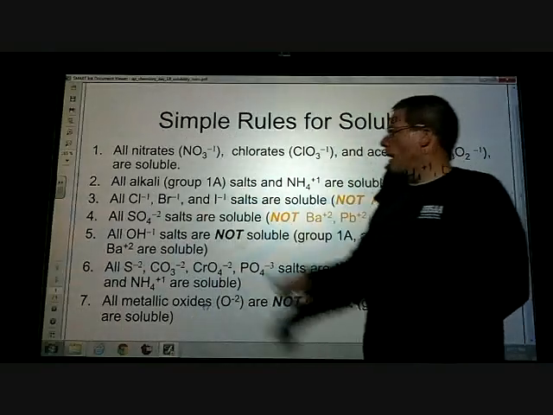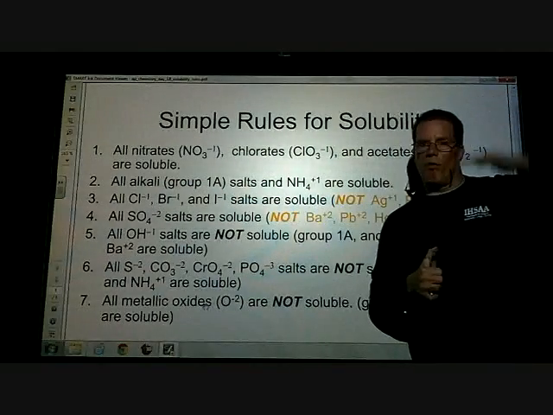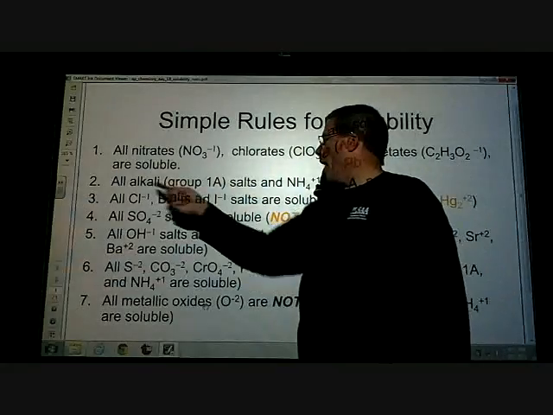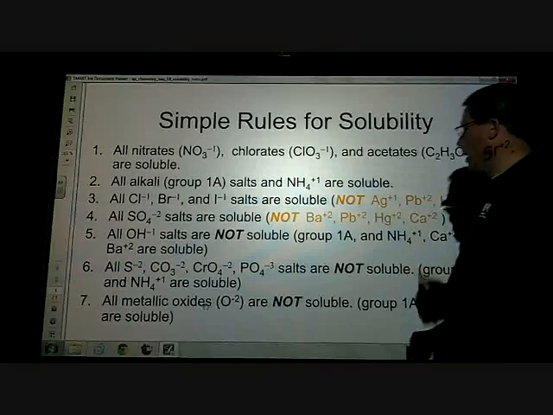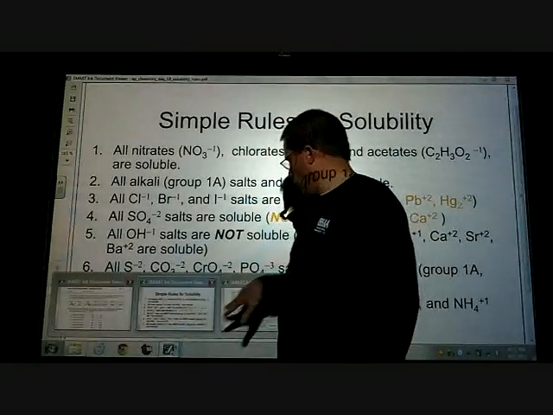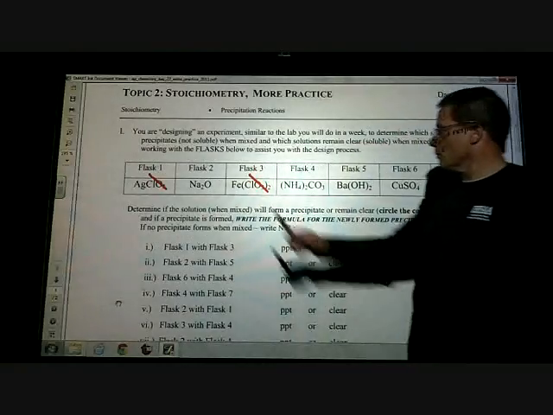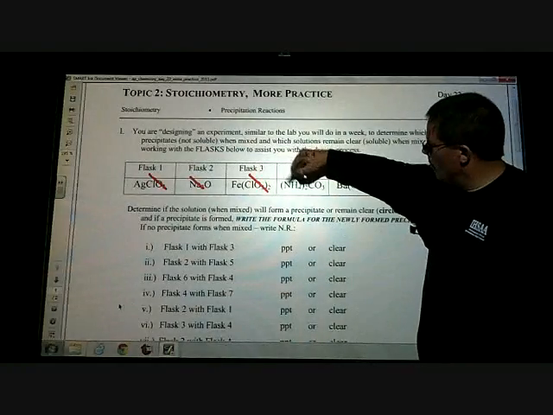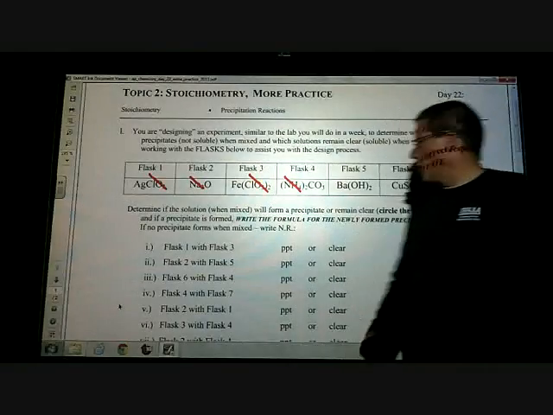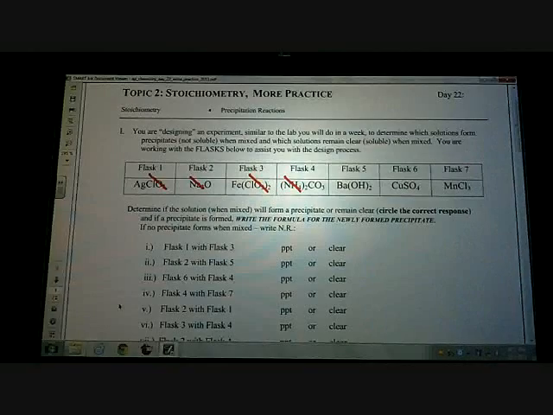Then the next thing you want to look at is the other one. The first two rules state who will never form a PPT. So all alkali salts, or alkali ions in group 1A, and ammonium. So we go back to our list here, and we want to look for anything that's in group 1A. Sodium is in group 1A. Cross it off. Ammonium, we put it in group 1A. And that's it. Those are the only things that we can actually cross off.